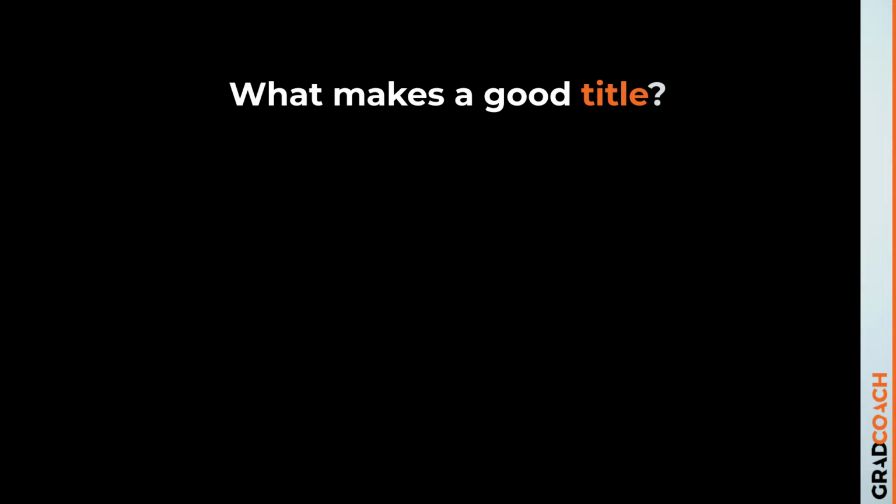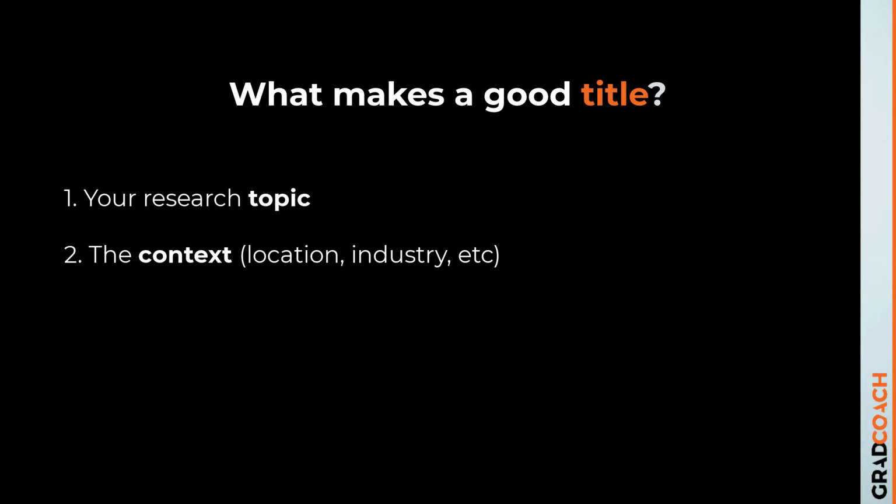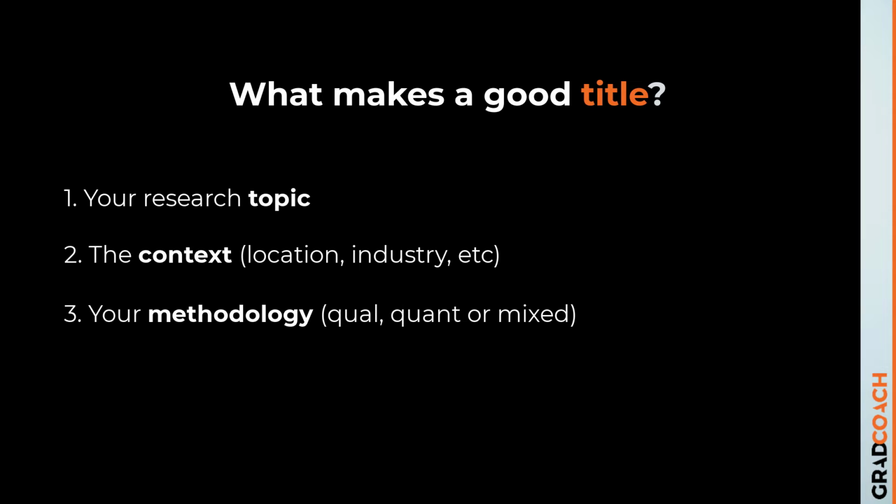So, how do you compile a good dissertation title? Well, ideally, your title should very briefly encapsulate the following. 1, your research topic, what you'll be researching. 2, the context, what location, area, or industry you're looking at. 3, your broad methodology, for example, qualitative, quantitative, or mixed.